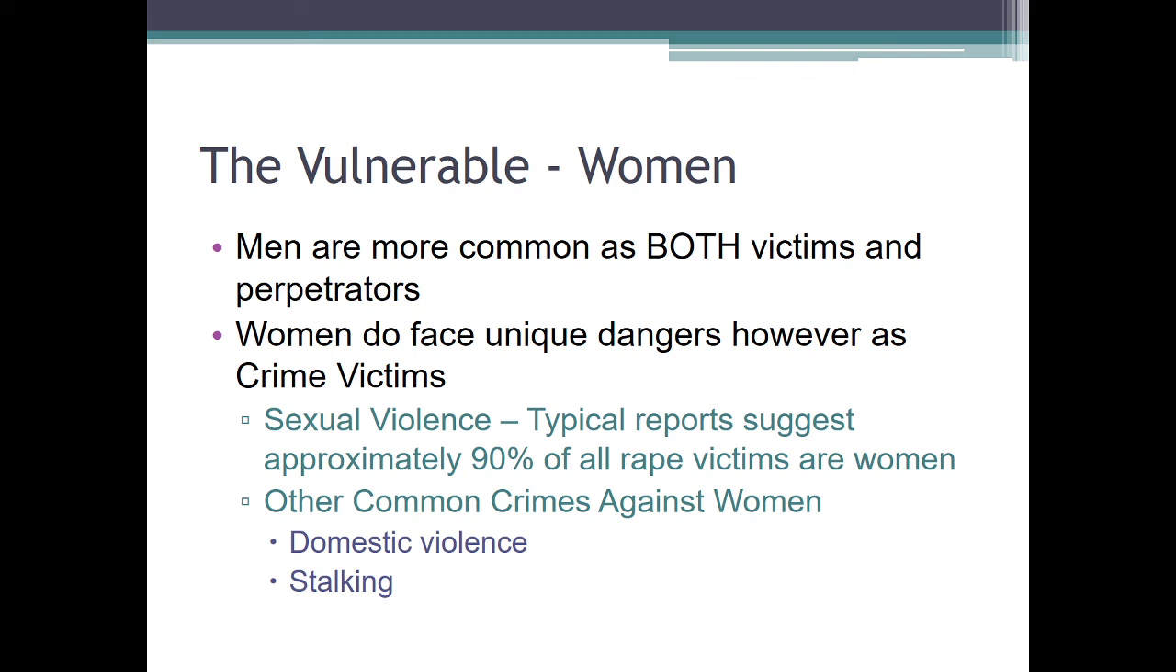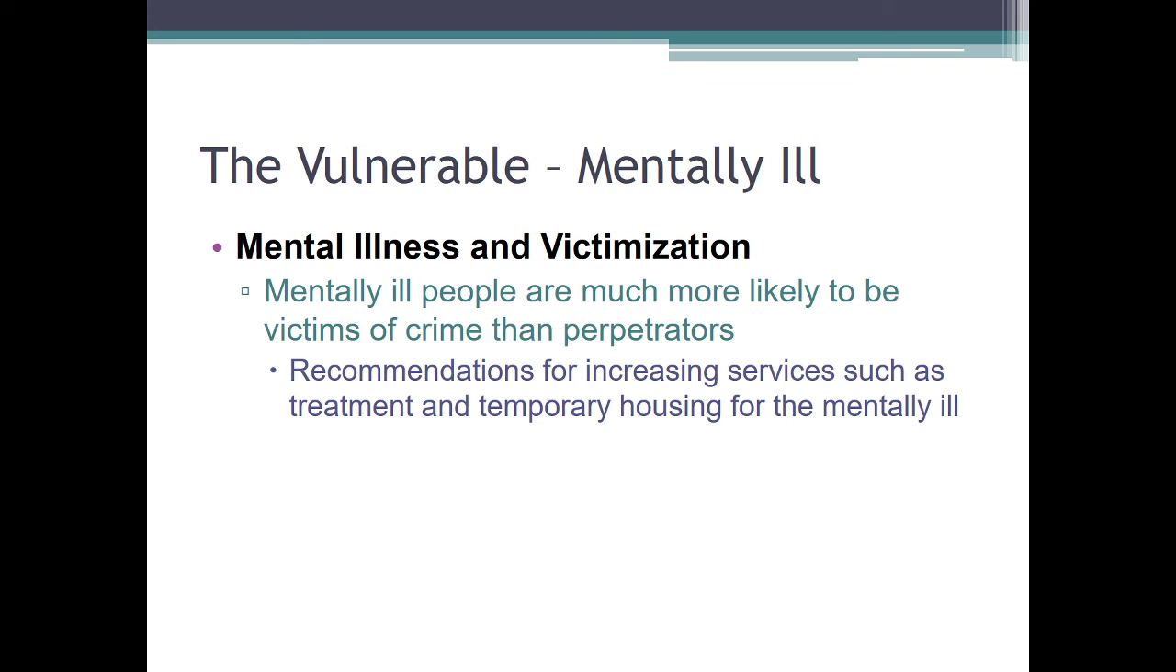So we can look at things like domestic violence and stalking, and we can see that men are often the dominant perpetrators of these crimes. Okay, other groups that are vulnerable, the mentally ill. Mentally ill people, I think in the past, were often viewed as perpetrators, as predators. But in fact, those that are mentally ill in the society are less likely to be the perpetrators of crime and more likely to be the victims of crime.